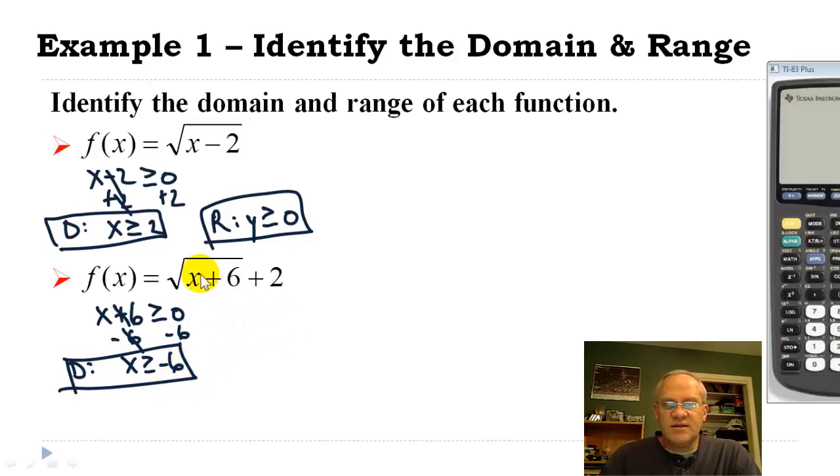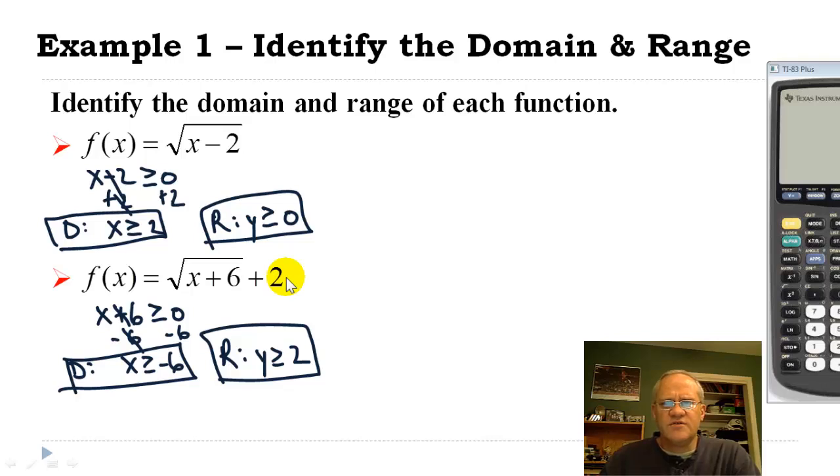And then when we plug negative 6 in here, negative 6 plus 6 is 0, so all of this is 0. What's left? Y equals 2. So in this case, our range would be that y has to be greater than or equal to 2, because of this extra 2 out here.